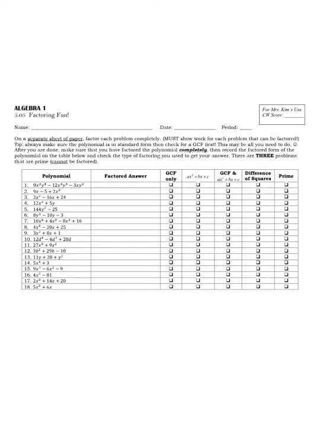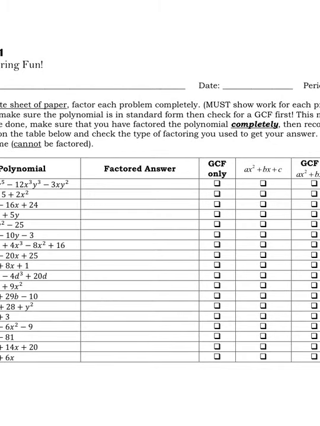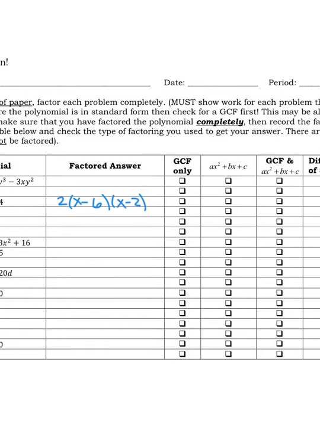So my answer for number 3 is 2 times x minus 6 times x minus 2. It does not matter which order you put those in, your choice. And then if I look here, for the type of factoring we did this time, we did both a GCF and ax squared plus bx plus c.